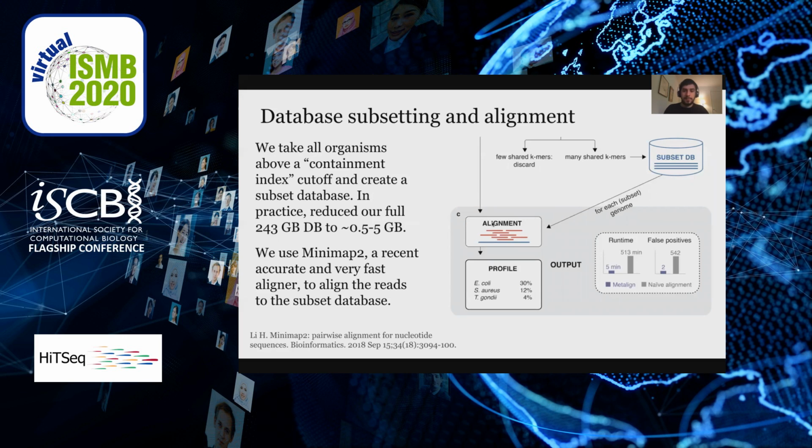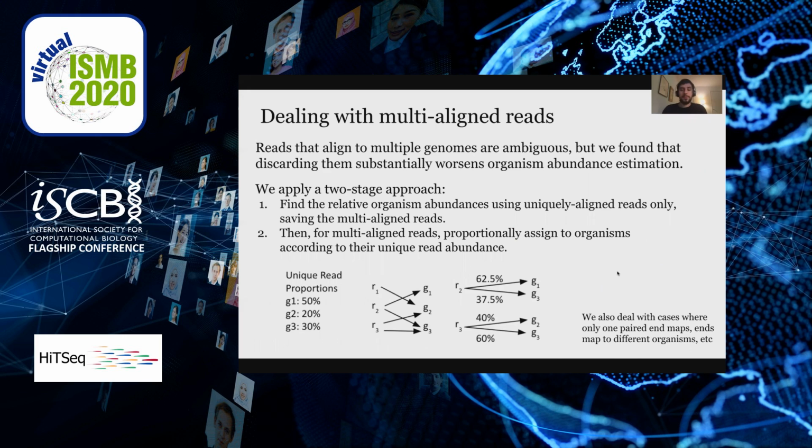And then we perform alignment from the reads against the subset database. We use Minimap2, which is a recent, accurate and very fast aligner. So that we have our alignments. Then we want to produce this output profile. But to do that, we have to deal with multi-aligned reads. And these are, as I mentioned, reads aligned to multiple genomes. So they're ambiguous, but we found that if you just throw them away, it hurts your abundance estimation performance substantially. So to deal with this, we apply a pretty simple two-stage approach.